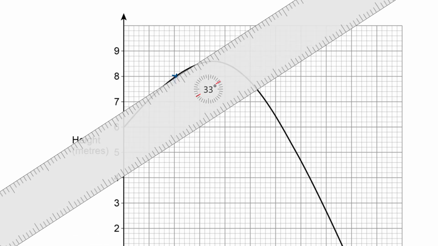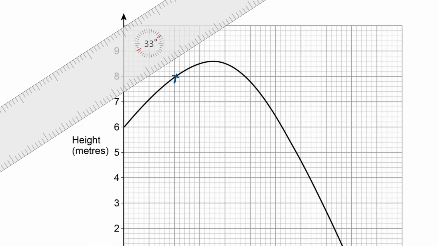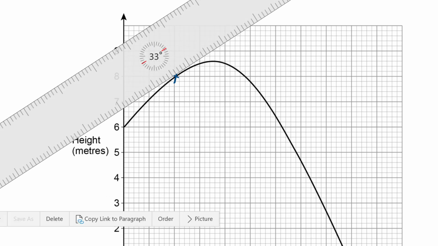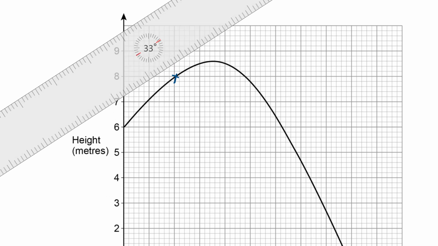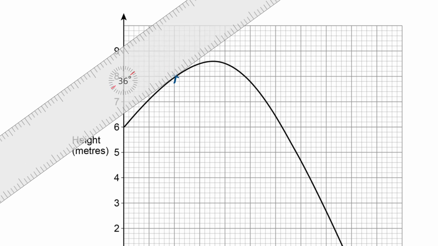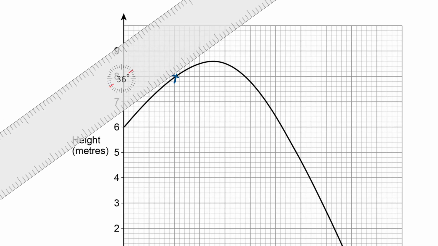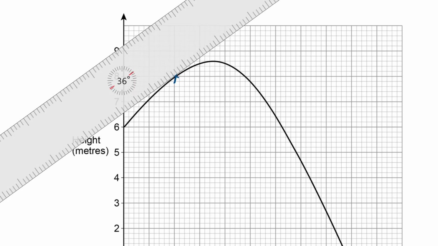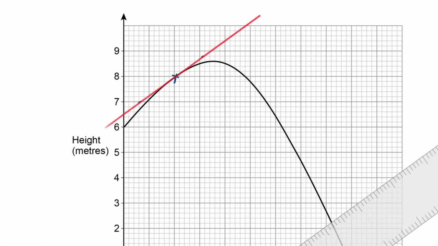So you just kind of put your ruler on the curve so it's just touching the curve, and you've kind of got equal space either side of it, kind of here and here between the line and your curve. So once you're happy with where your tangent lies, you can draw it on. Okay, it's going to look something a bit like that.